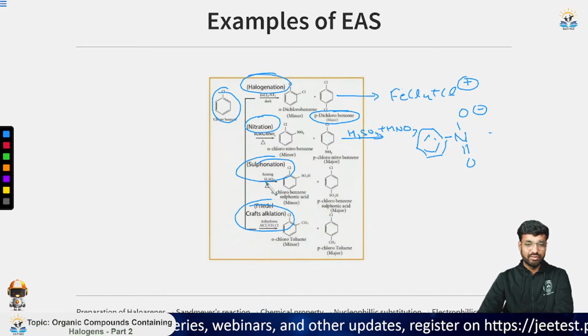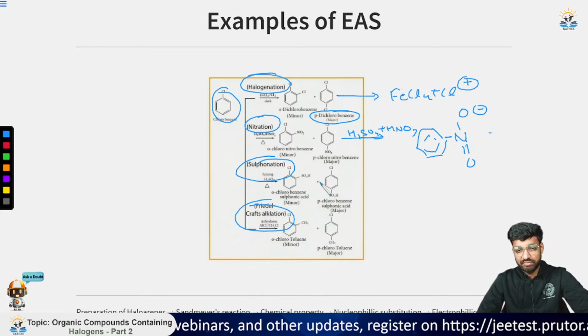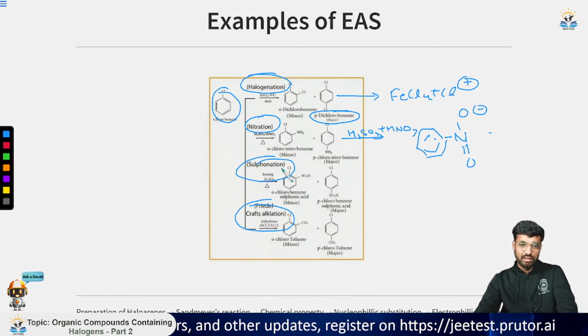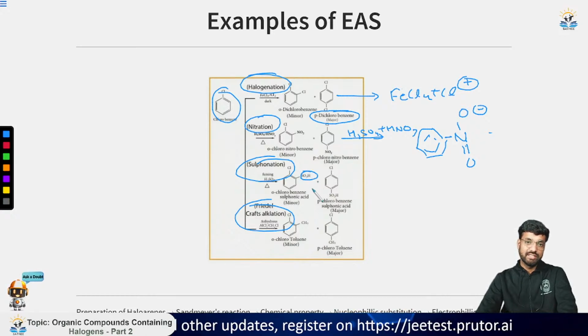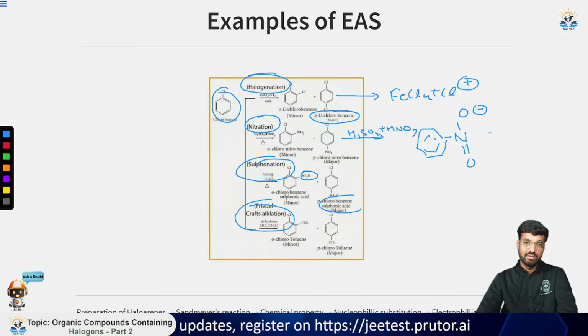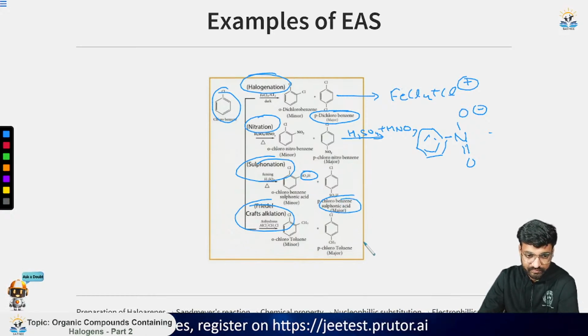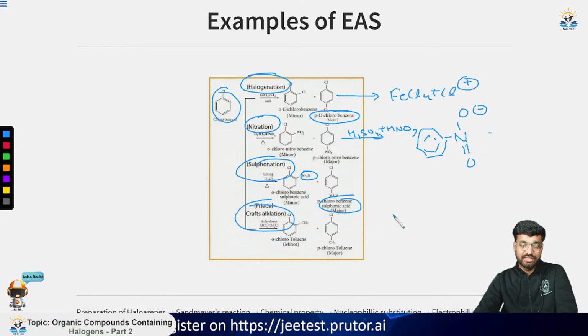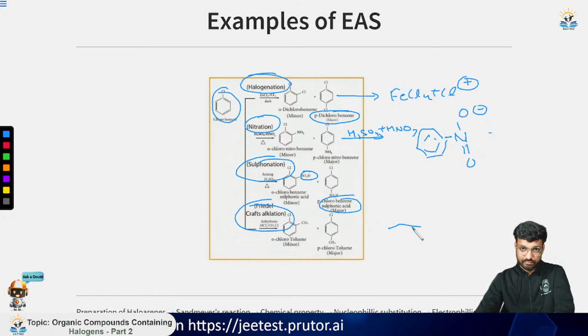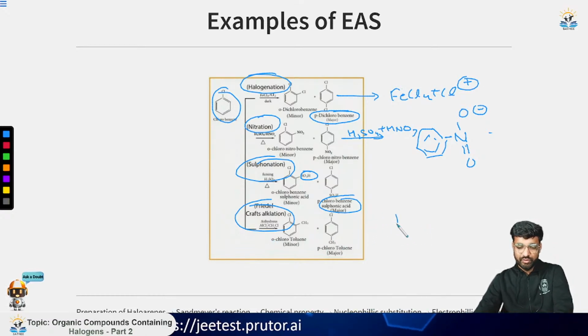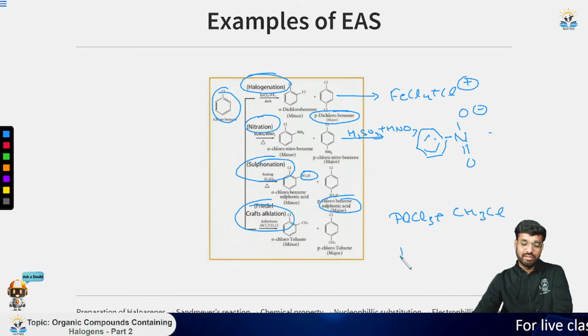Then next we have the sulfonation, so we just use H2SO4, and we get the sulfonation at the ortho and para positions, and still para is the major form. Then we have the Friedel-Crafts alkylation. So what do we use? We use AlCl3 plus CH3Cl. We do have the acylation also.